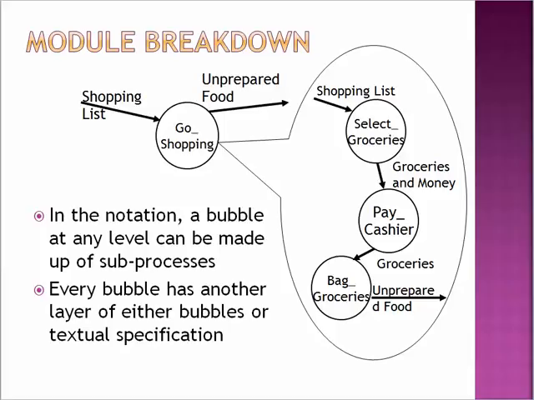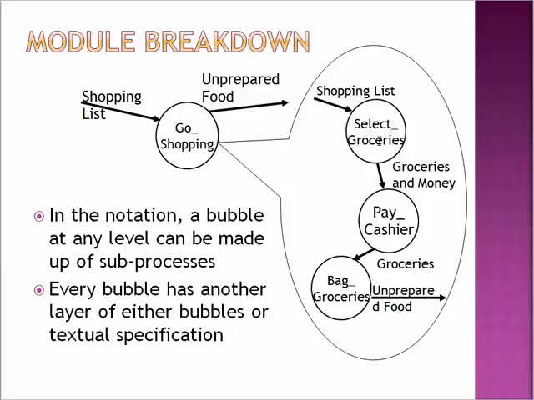So as we break down the module further, we go talk about go shopping. You can see the shopping list by itself is not necessarily enough. I might see, when I say go through and select groceries and I go to pay the cashier as I've broken it down, I need to not just show them the groceries I picked, I need the groceries and money. Where did that money come from? Well, I might not have seen that at the first level, but by breaking it down further, that's where I might see that. So groceries and money comes out of the selecting groceries process.